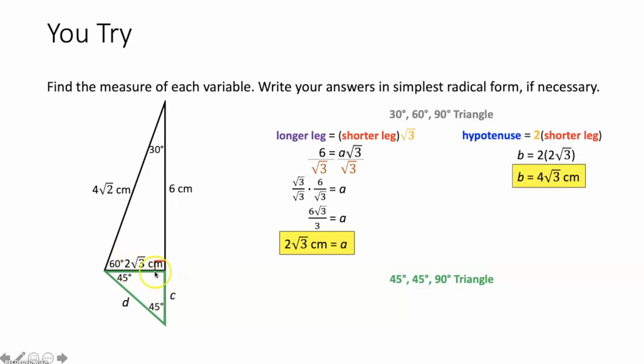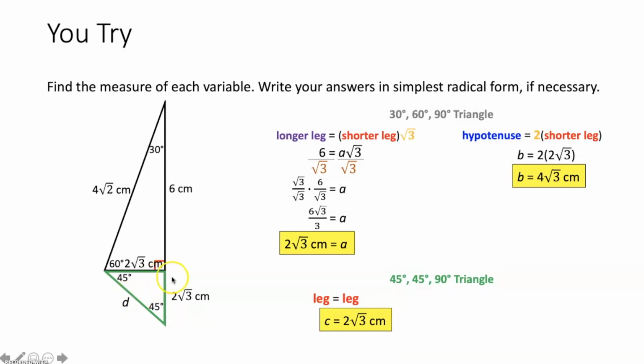It doesn't matter because we already have the length of one of our legs. So let's just find the length of our other leg. Since we know that the legs have to be congruent, we know that their measures must be equal. Therefore, if we know that one of the legs is 2 rad 3 centimeters, we know that the other leg, C in this case, also has to be 2 rad 3 centimeters. So we can plug that in there.